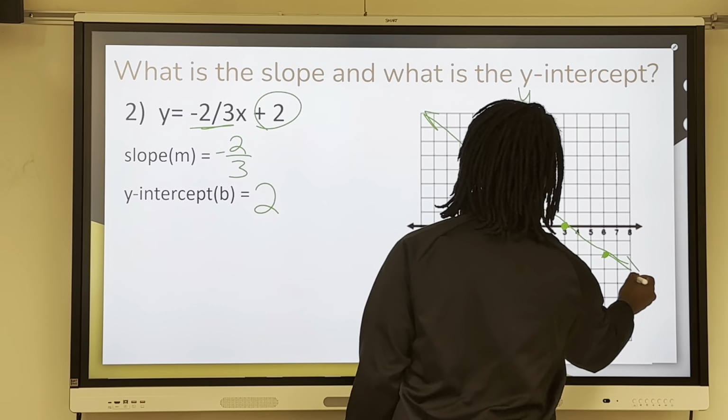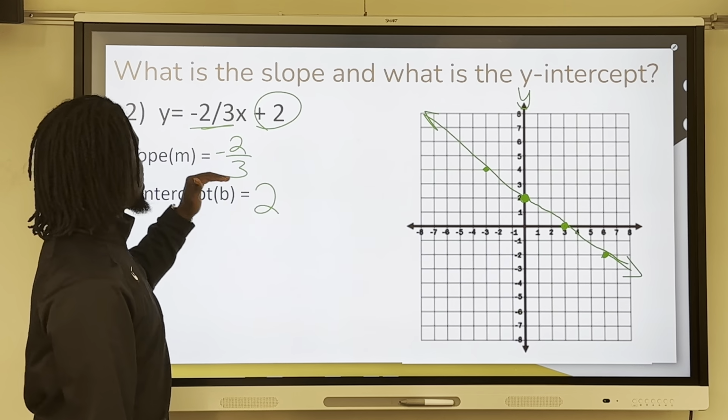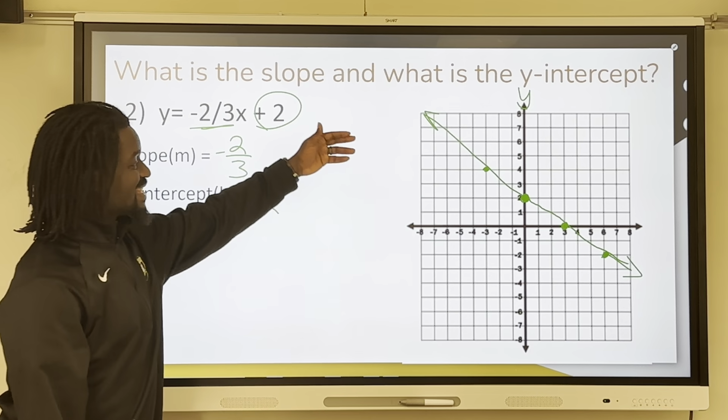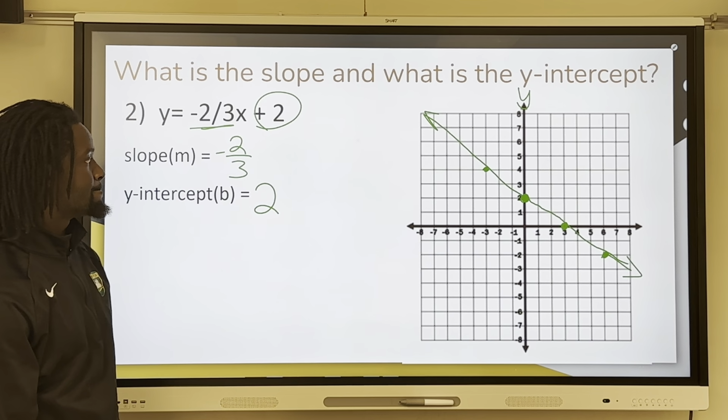Okay, and this is what gives me my graph. Okay, this is the graph. Again, I started by graphing the y-intercept and then used the slope to determine other points.